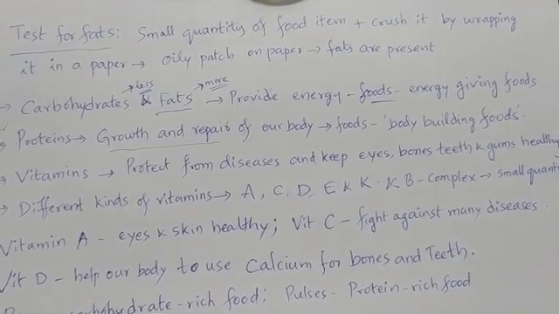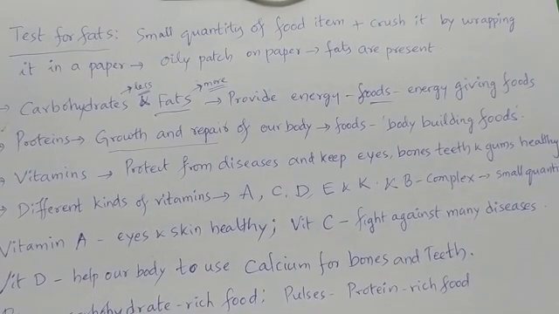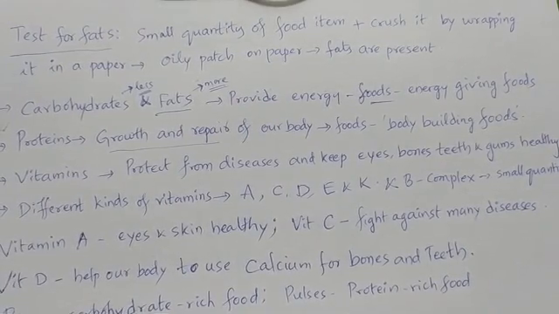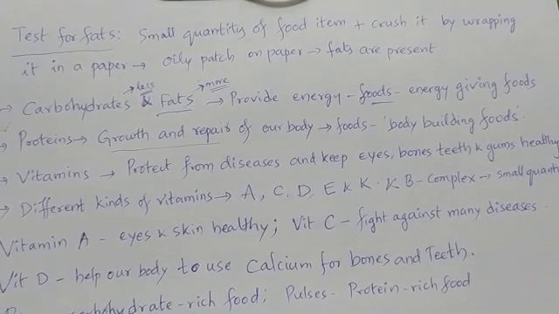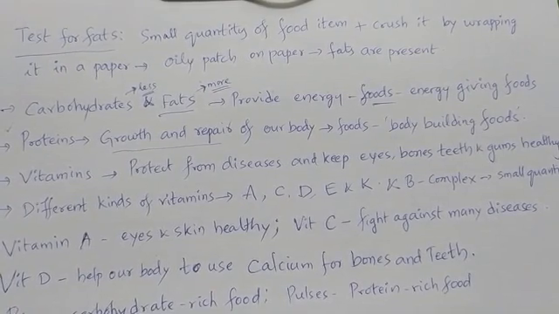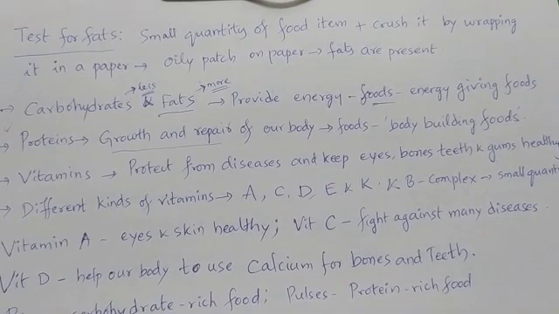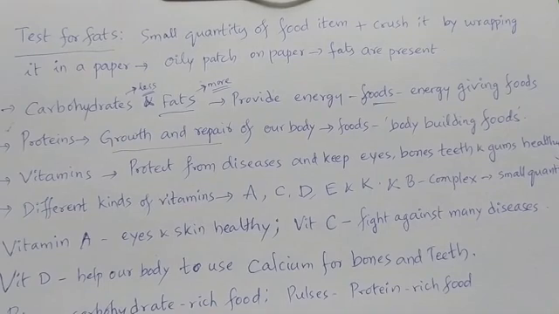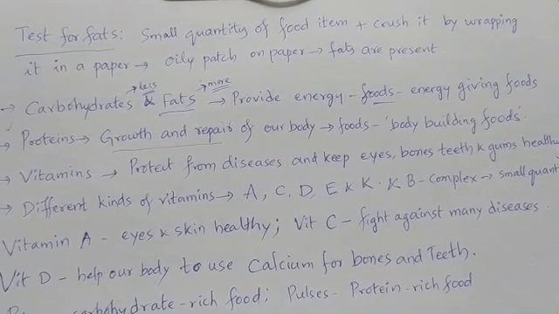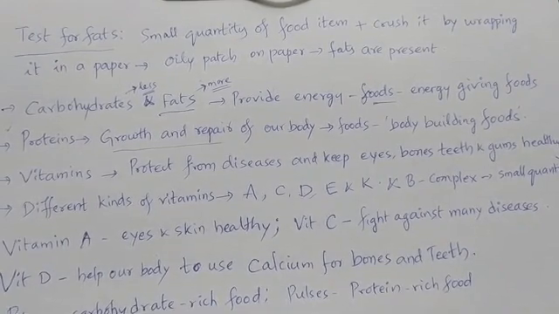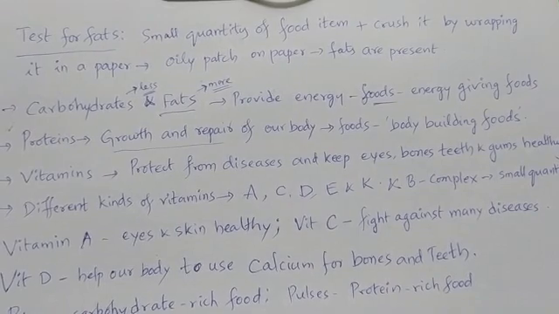Carbohydrates are the nutrients that provide us energy. Fats are also nutrients that provide us energy. Both are providing energy, so the foods that contain carbohydrates and fats are called energy-giving foods. Fats actually provide more energy than carbohydrates. But carbohydrates are utilized as an energy source first, then fats.